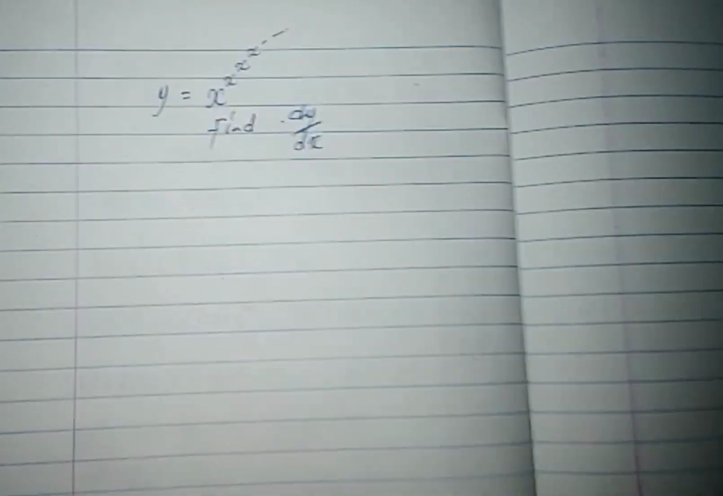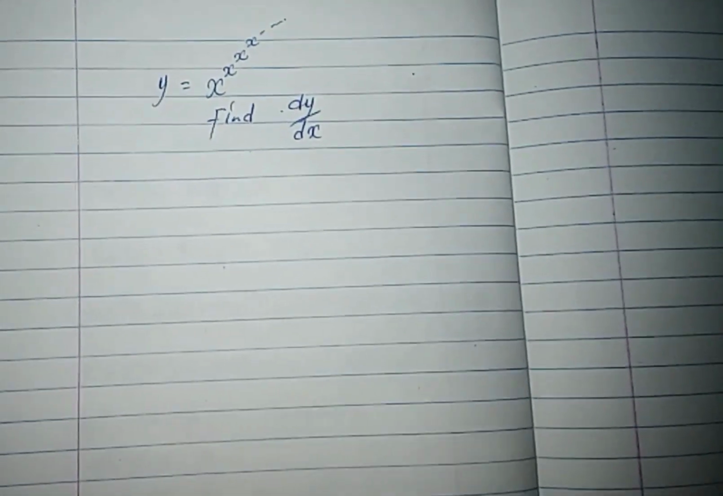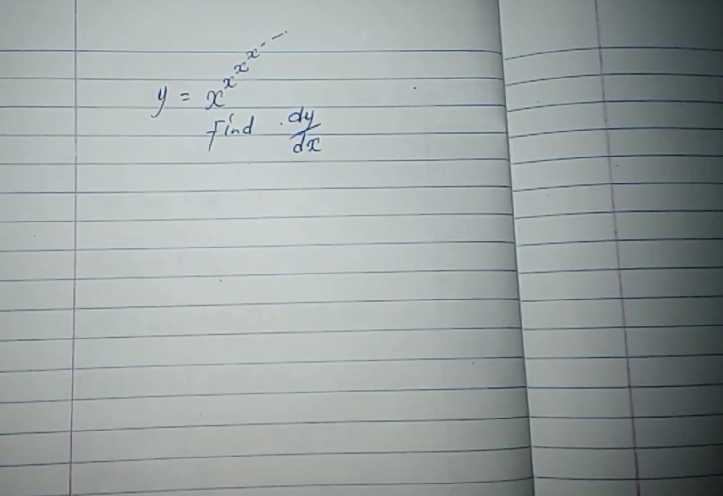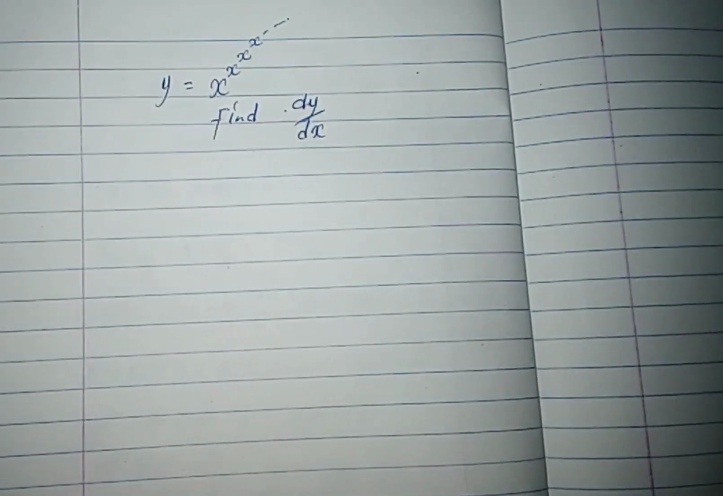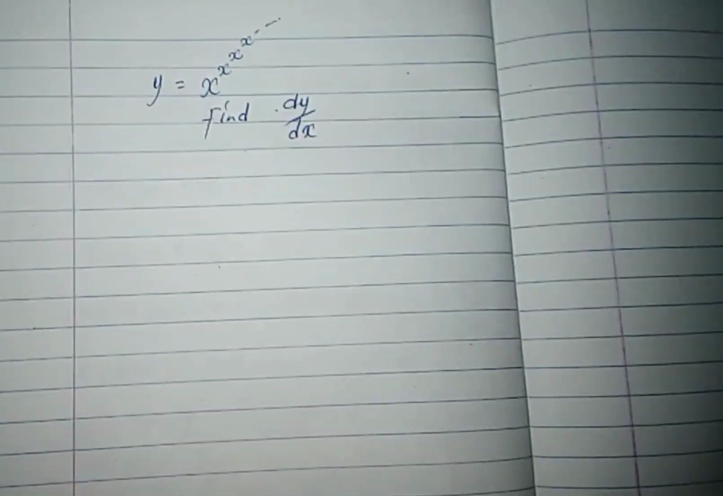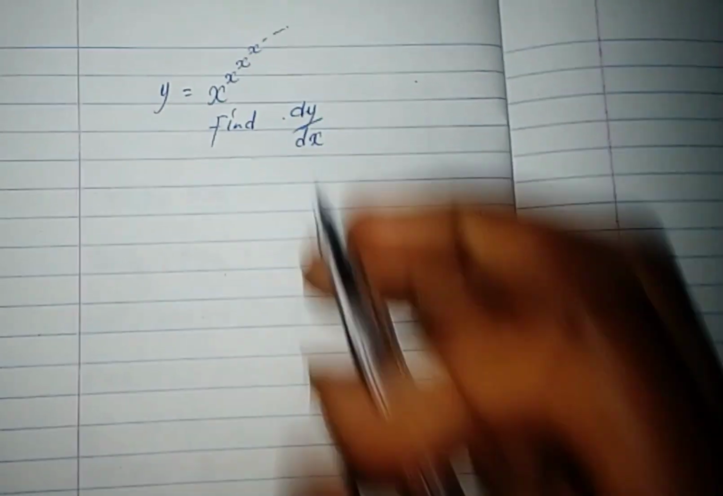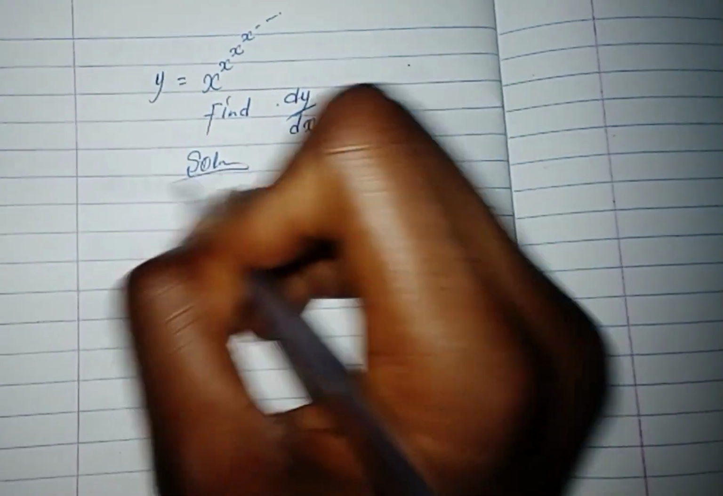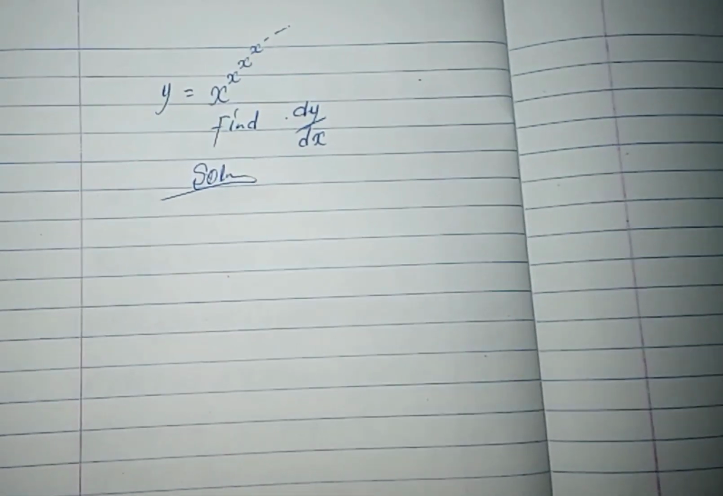Come on guys, let's do this sweet differentiation. It says y is equal to x to the power of x to the power of x to the power of x, and so on till infinity, like forever. And it says we should find dy/dx. This is interesting, right? So, solution. It says we should find dy/dx.